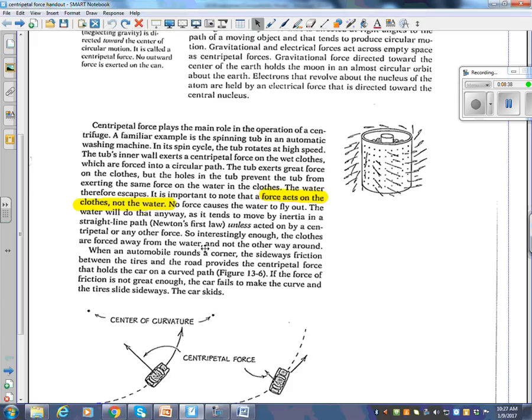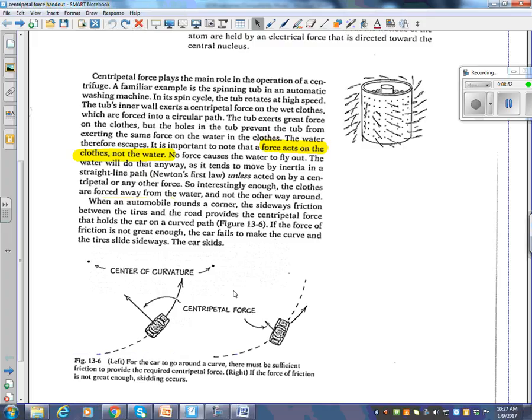When an automobile rounds a corner, the sideways friction force between the tires and the road provides the centripetal force that holds the car in a curved path. If the force of friction is not great enough, like on an icy day, the car fails to make the curve and the tires slide sideways. The car skids. So as you're making a left turn, it's a weird thing to think about, right? You're making that left turn, and in fact, what's happening is friction is actually pushing you to the left. Your car is trying to go out, but friction between the tires and the road is actually pushing you towards the center of your curvature radius, which is why we bank curves, which we'll talk about in a week or so. Okay, does that sort of make sense?